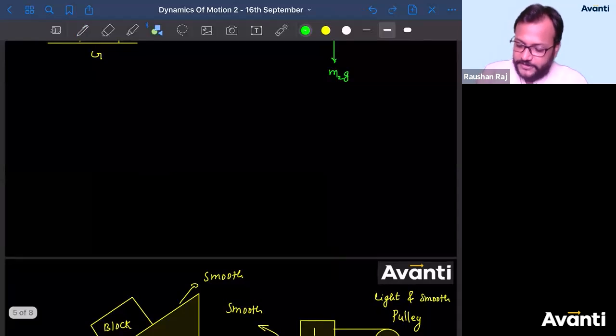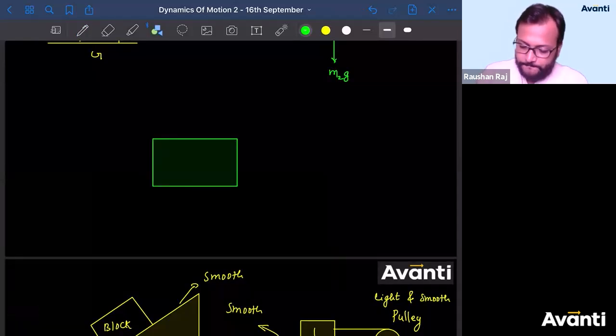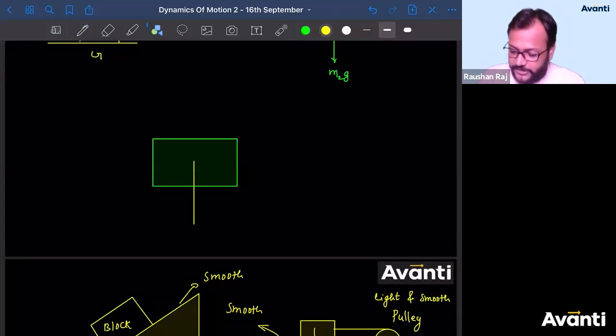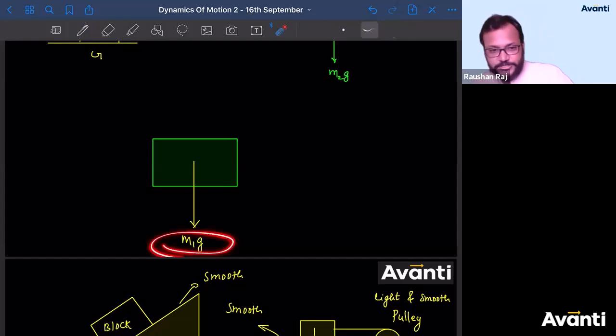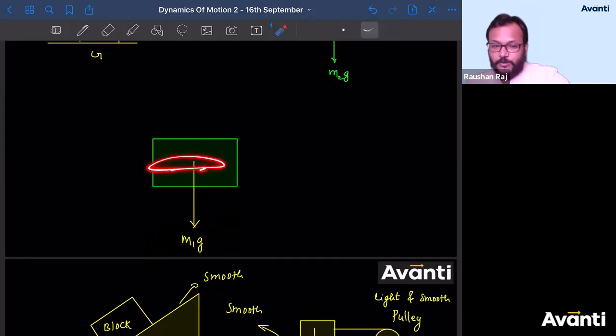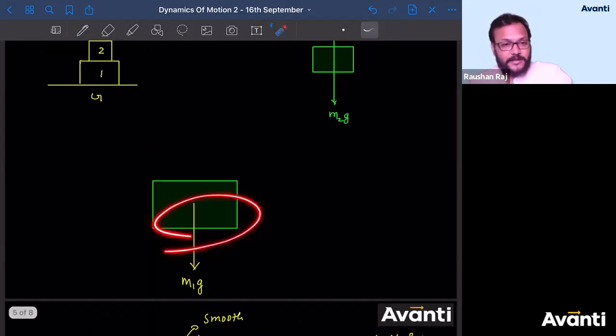Let us talk about the first block. चलिए, तो पहले सबसे पहली बात क्या बच्चा लोग? तो मदर अर्थ will call the first block M1 into G. Because of this M1G, where does this block want to go? He wants to go to the mother earth.